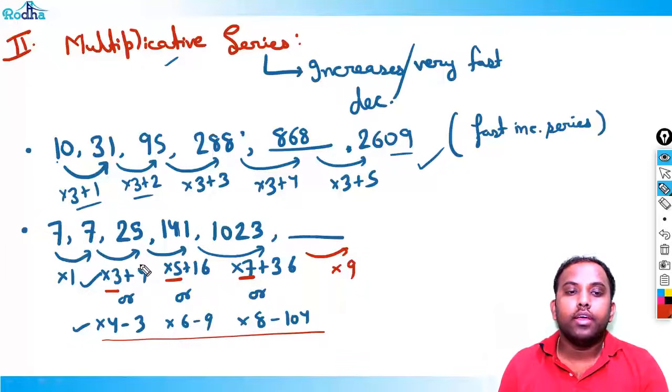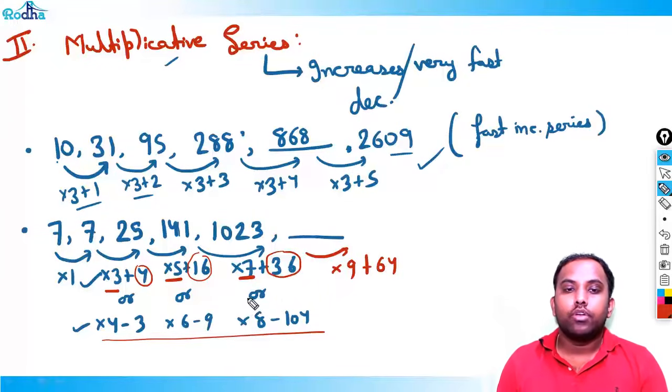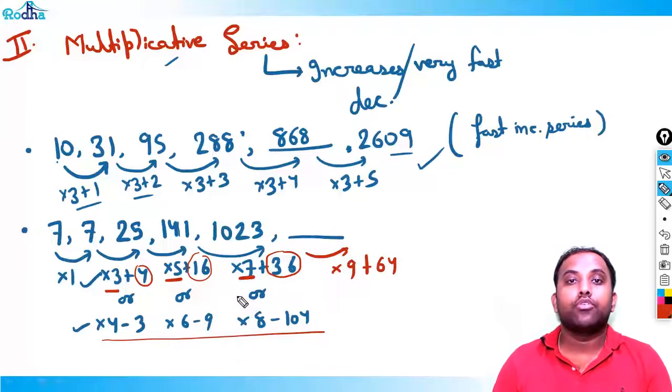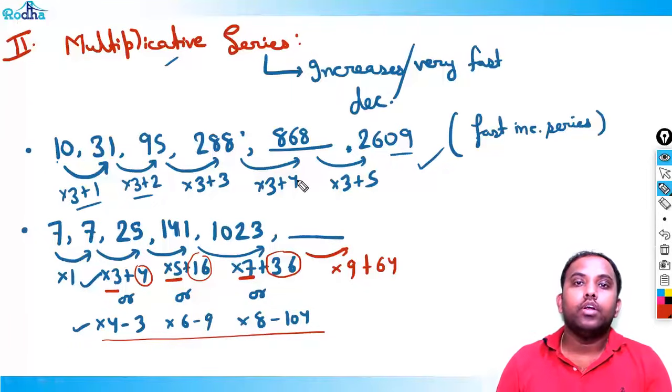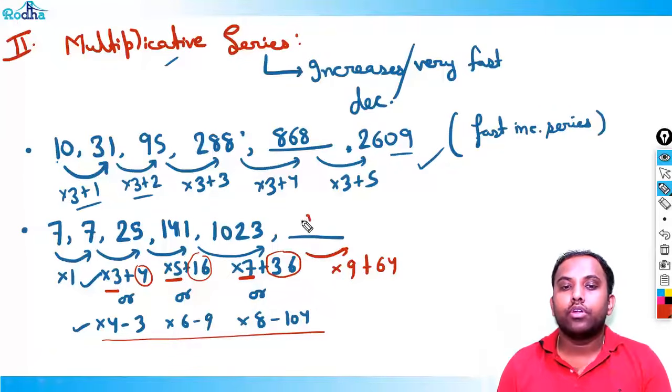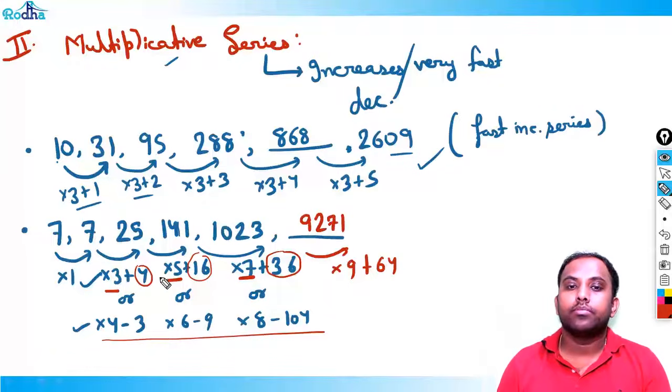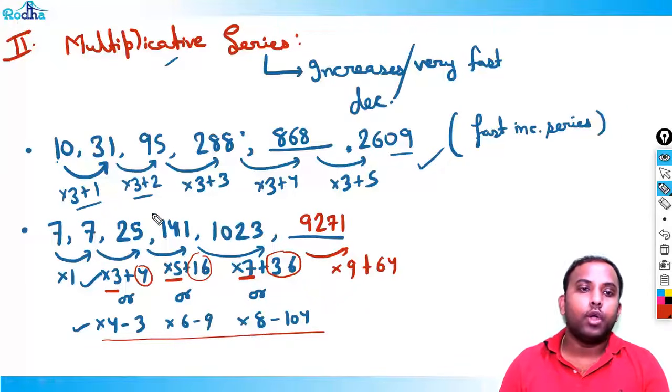Then plus 4 is 2 square, plus 16 is 4 square, plus 36 is 6 square. So next should be plus 64, that is 8 square. So next is times 9 plus 64. What is 1023 times 9? 1000 times 9 is 9000, 23 times 9 is 207, so 9207 plus 64 is 9271. 9271, right? Okay, I hope it is clear.